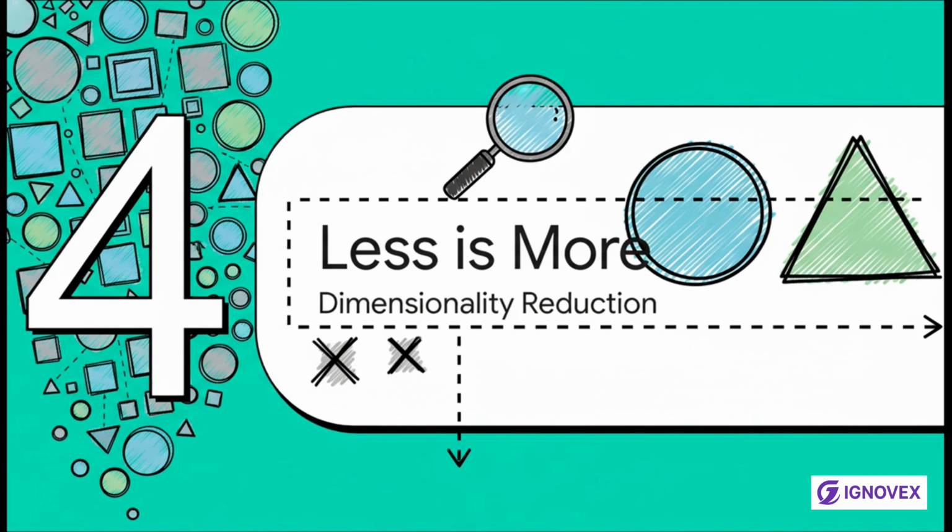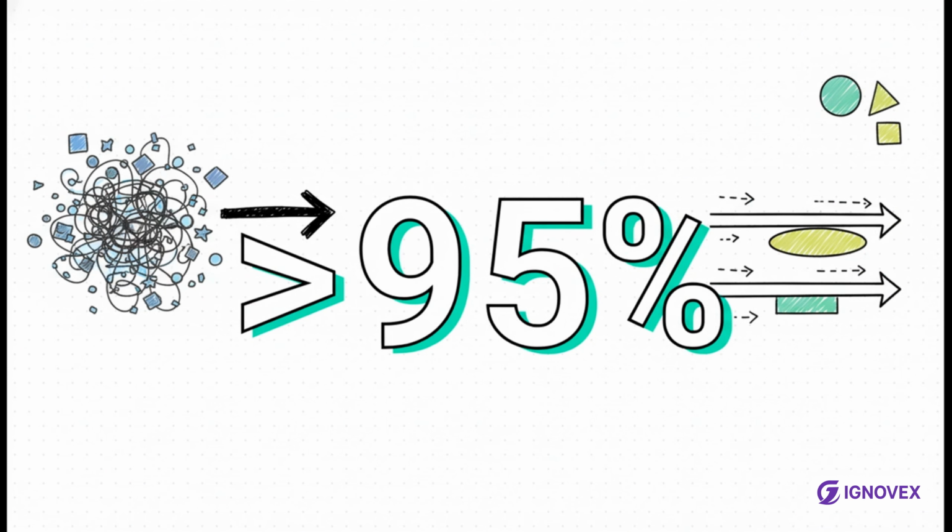Now comes the fun part. We get to decide to keep only the most important ones and just toss the rest. This is where the real magic happens. It's called dimensionality reduction. And honestly, the results can be just staggering.